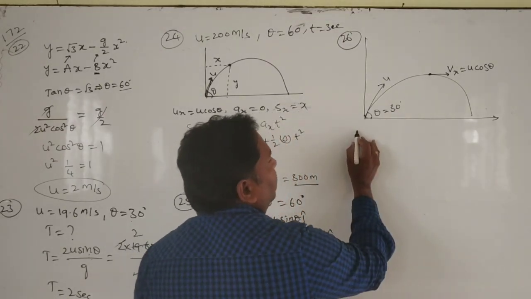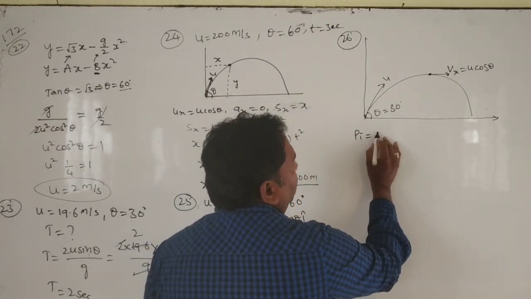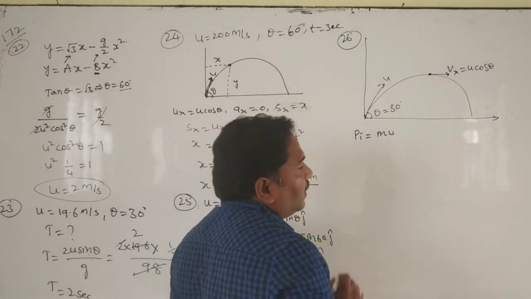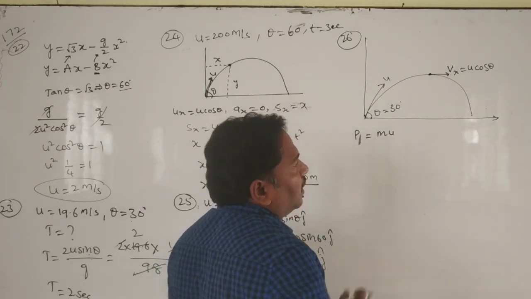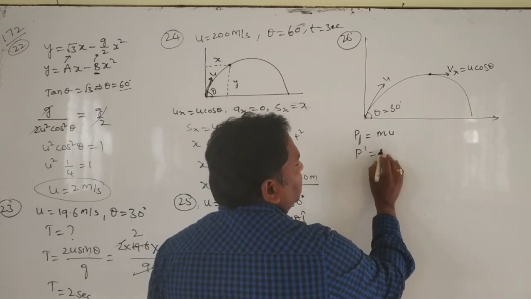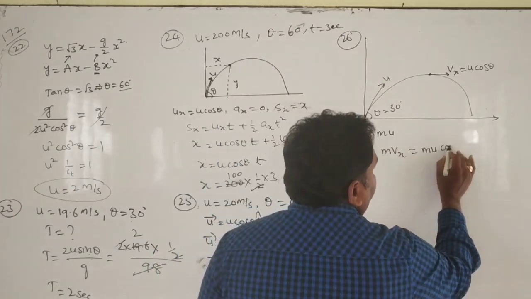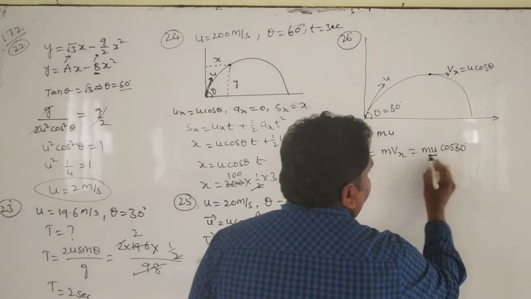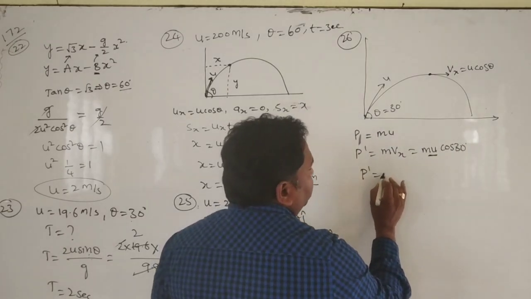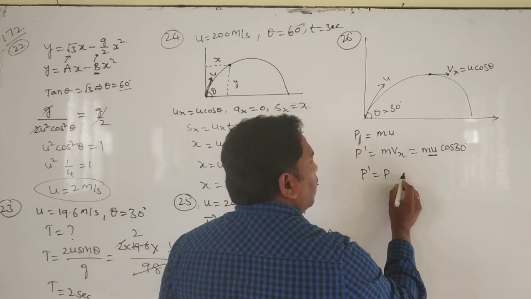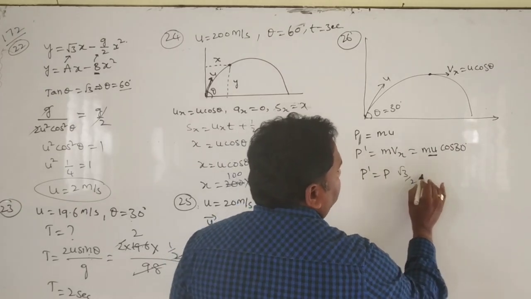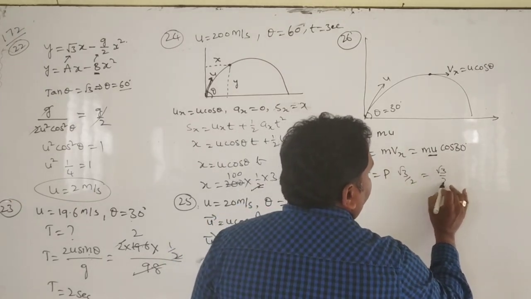Theta is projected with 30 degrees. Then the initial momentum p is equal to mu. At the highest point, p dash is equal to m into vx. This equals mu into cos 30, which becomes p. So p dash is equal to p cos 30. How much is cos 30? Root 3 by 2. So now you can write root 3 by 2 into p.